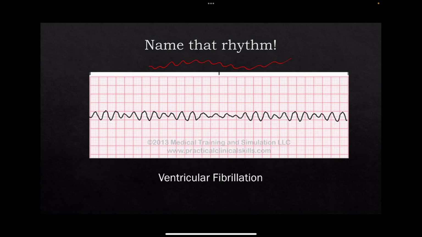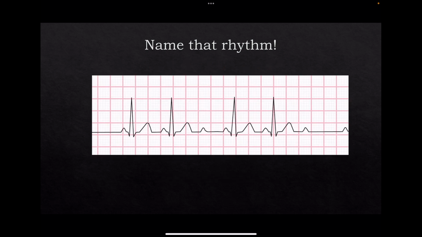It's not atrial fibrillation. Why is this not atrial fibrillation? What don't you see? There's no QRS complex. In atrial fibrillation, the QRS complex is normal. Just the P waves are all messed up. These are all QRS complexes due to VFib. Okay, what's this one?